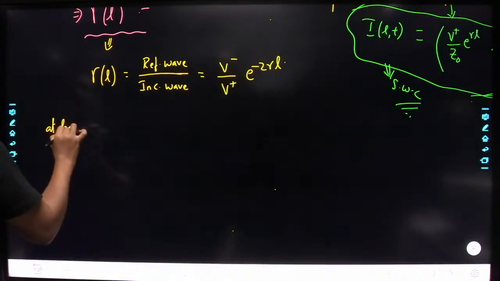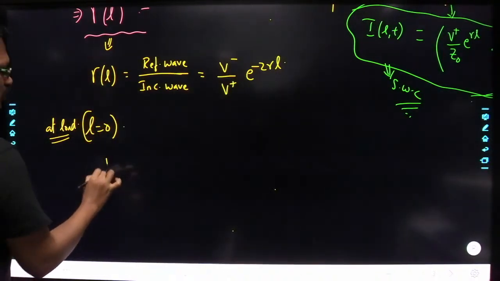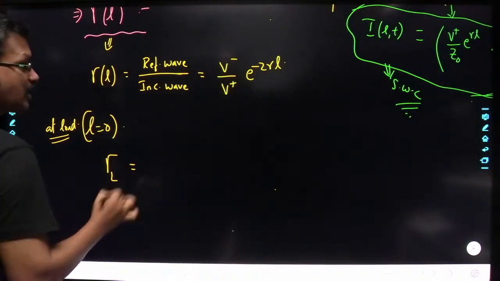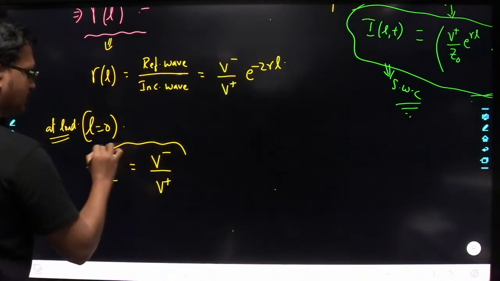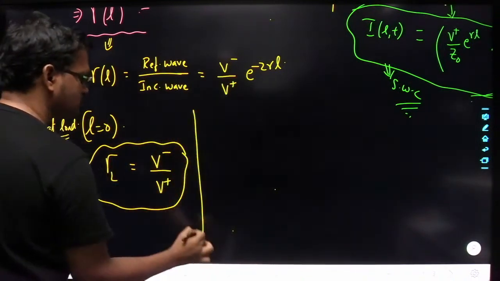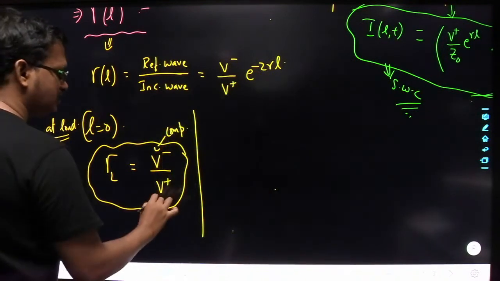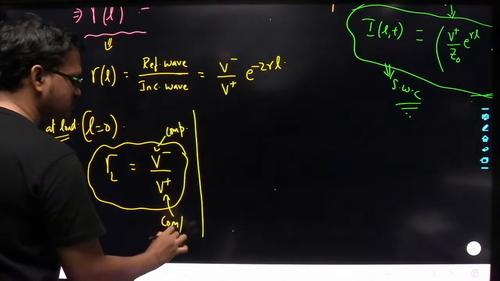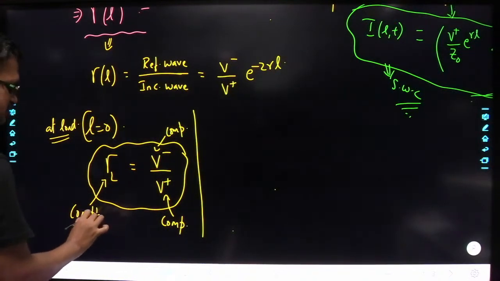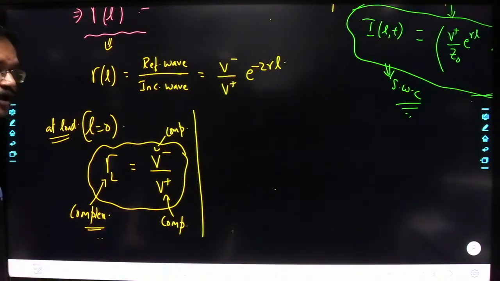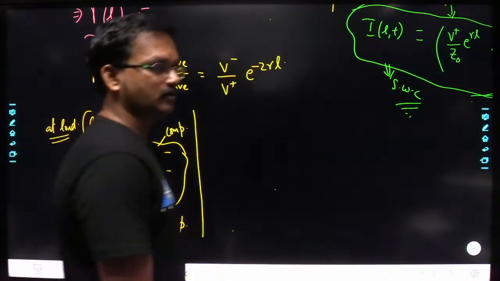At load, L is equal to 0. So at load the reflection coefficient gamma L is equal to V minus by V plus. Since V minus is a complex quantity and V plus is also a complex quantity, this gamma L in general is also nothing but a complex quantity.